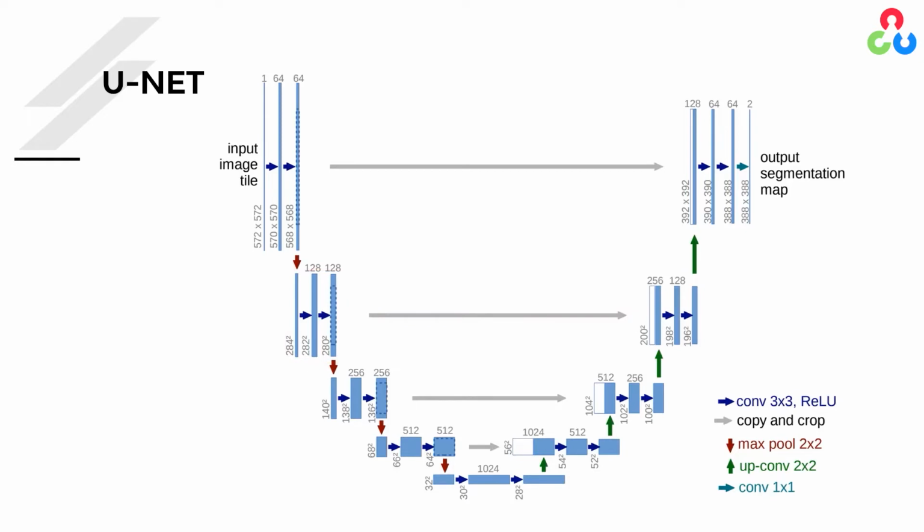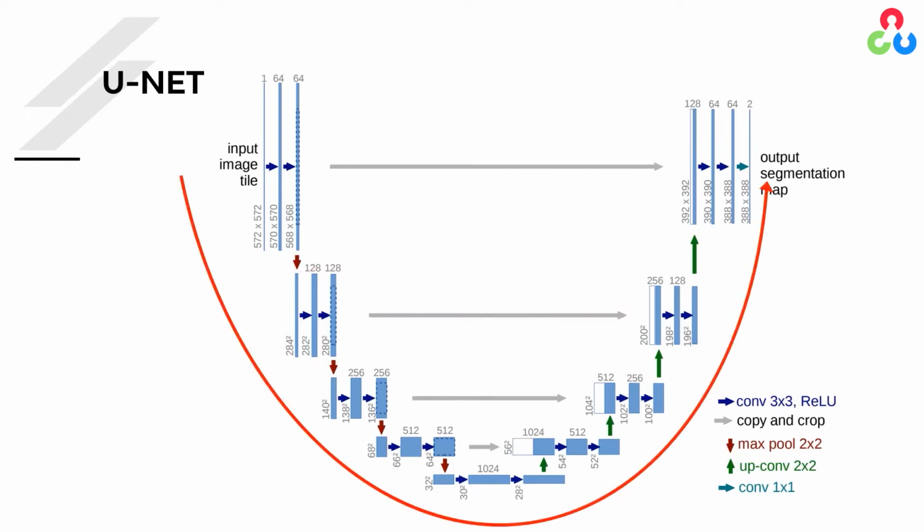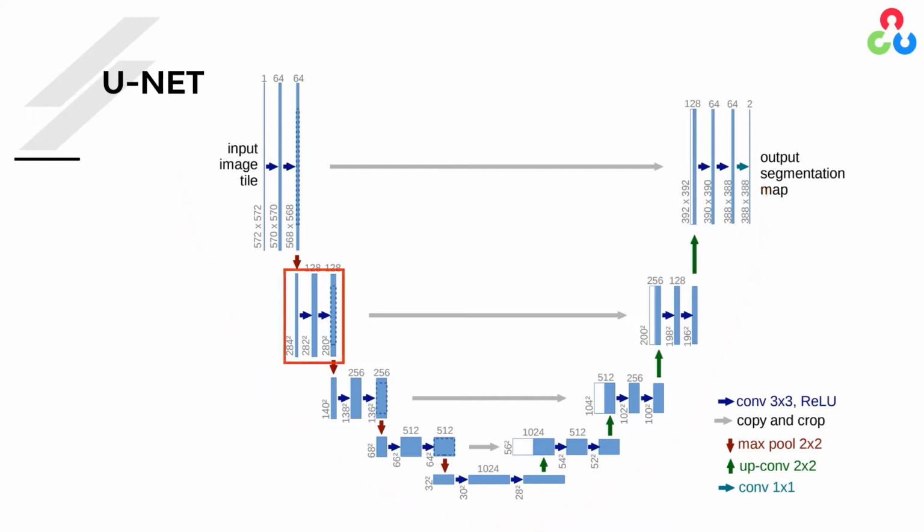The idea is that we are first downsampling the image and then upsampling it back again. And this looks like a U. And while upsampling, we are also merging information from higher layers, like here. These gray arrows show that. So that's the basic architecture.